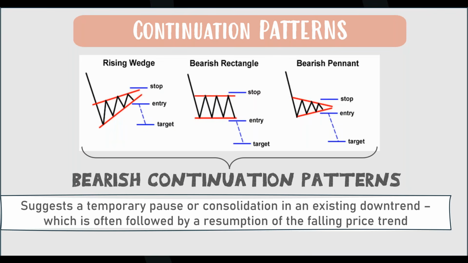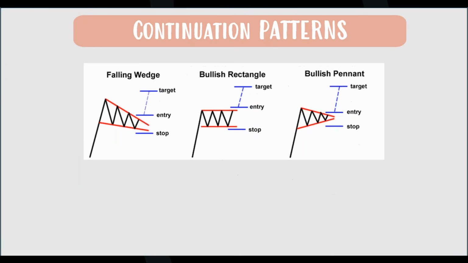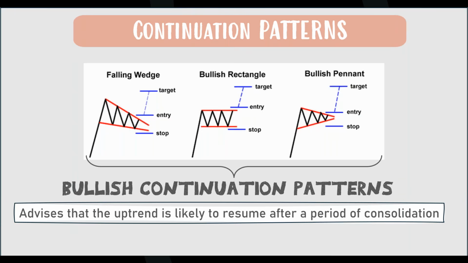But if the opposite happens, for instance, the upper end of whatever is forming gets breached, then that says, okay, that's a change in sentiment. But otherwise, it's a continuation. That then says you should stay short or sell if you were looking for a selling opportunity. Same happens with continuation patterns on the upside. These would be seen as bullish continuation patterns, where there's a falling wedge, bullish triangle, and a bullish pennant. That advises that the uptrend is likely to resume.